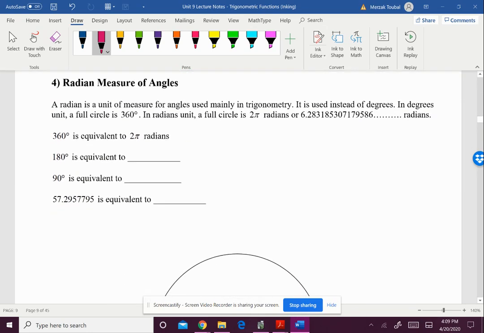One important concept is radian measure of angles. So angles can be measured in degrees. They can also be measured in radians, and there are other units that we're not going to look at. We're just going to be measuring angles in degrees or radians.